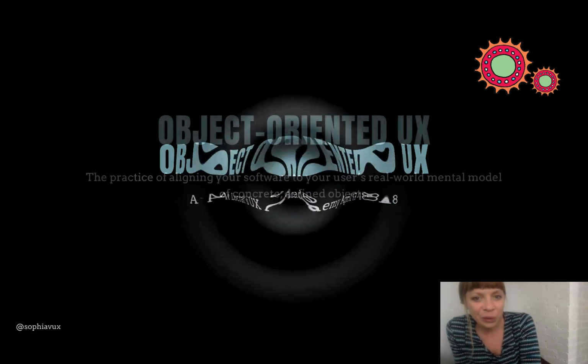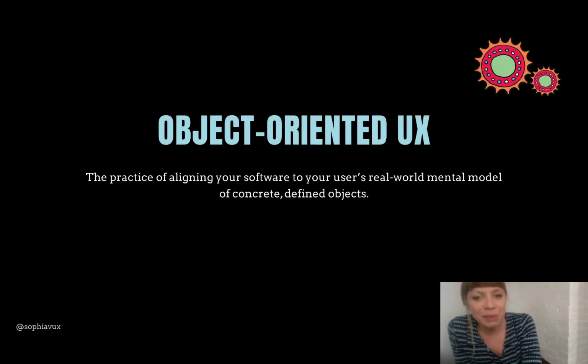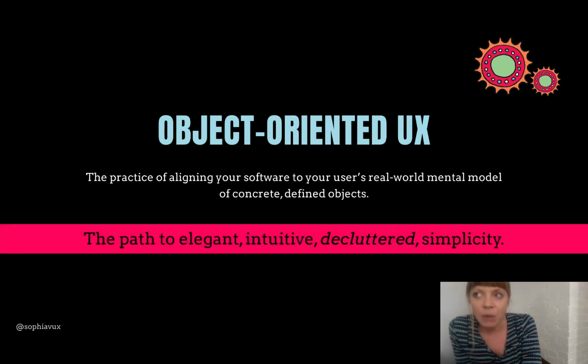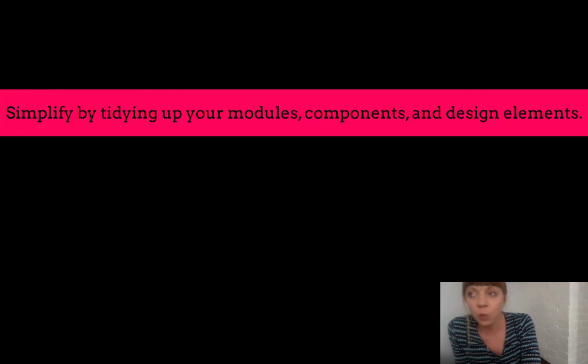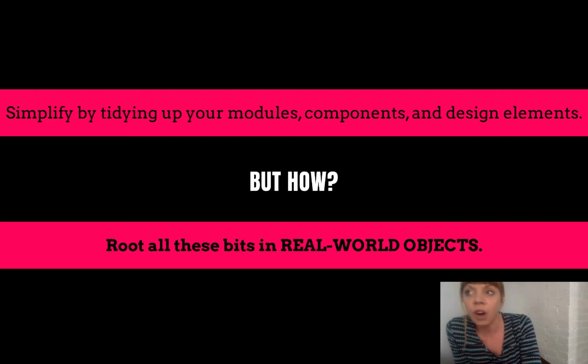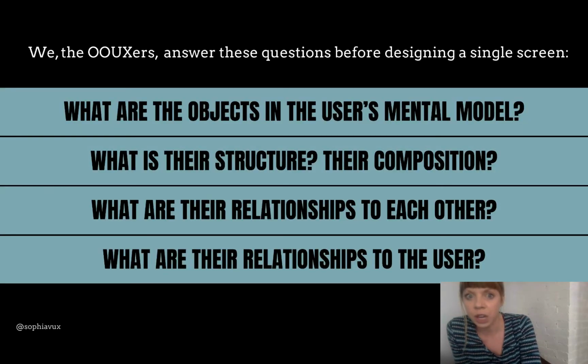What are we gonna do for 2 days? We're gonna talk about object-oriented UX. And I really believe it is the path to elegant, intuitive, and decluttered simplicity. Why would you not want this in your process and in your products? So if you feel like things maybe could be a little bit easier, this might be your solution. And we're gonna do this by simplifying all those pieces in our design system, our modules and our components and our design elements. And we're gonna do that by rooting all those bits into real-world objects.